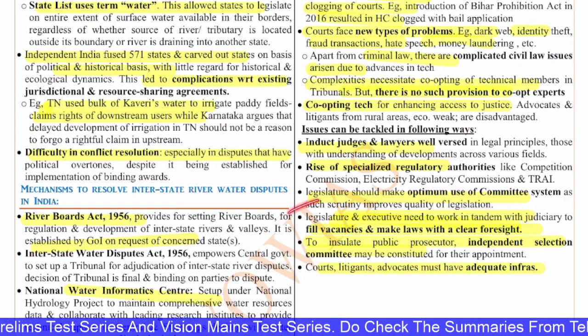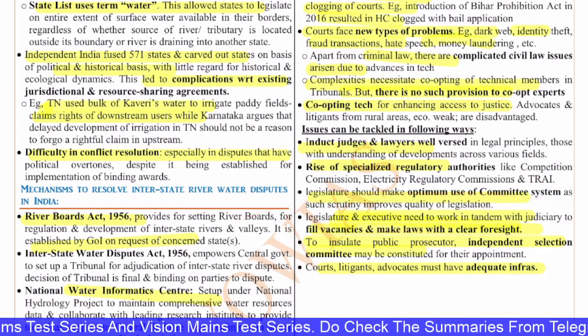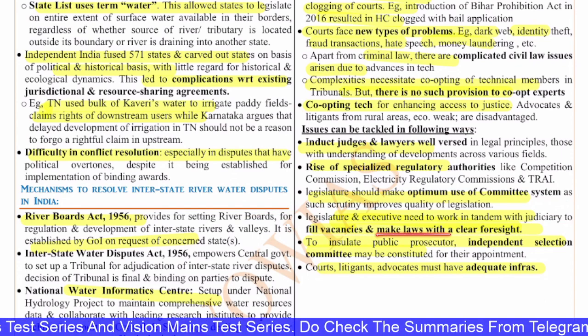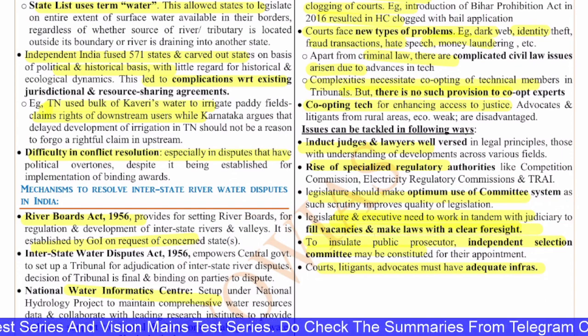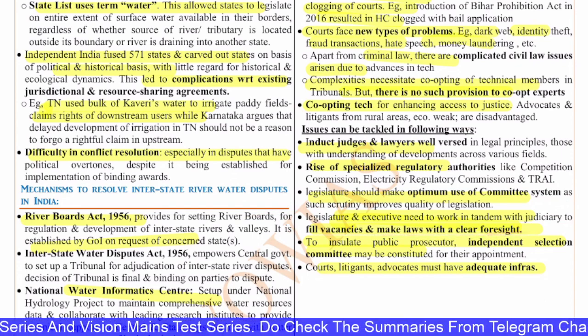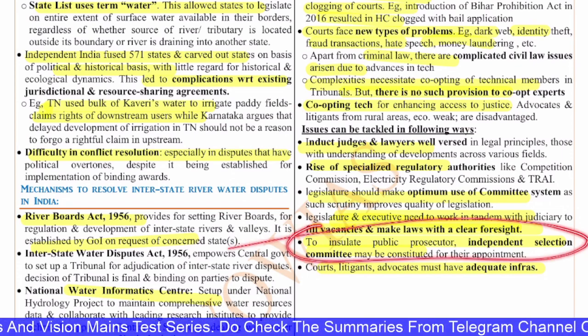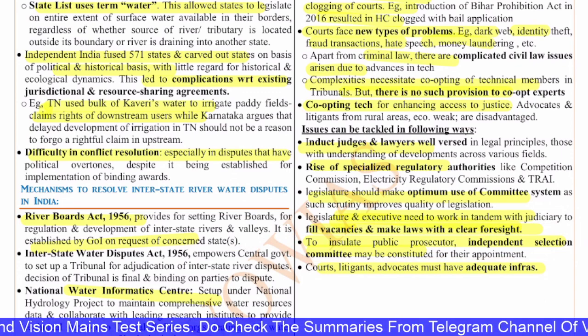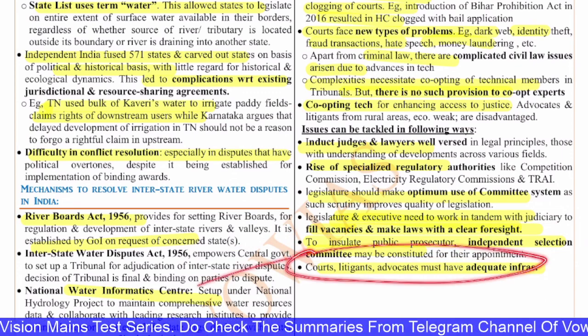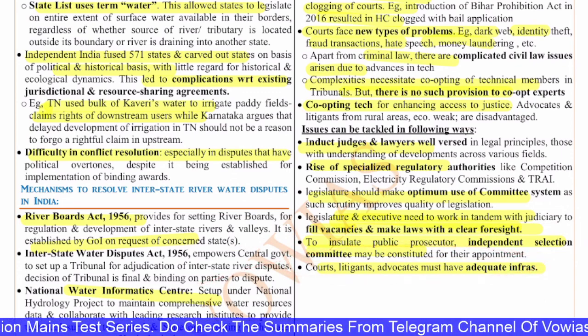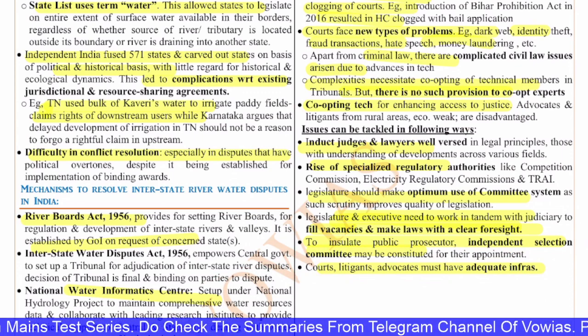The legislature and executive need to work in tandem with the judiciary to fill the vacancies and to make laws with a clear foresight. To insulate public prosecutors, independent selection committees may be constituted for the appointment. The court, litigants and advocates must have adequate infrastructure as well. So this is how the issues can be overcome, right?